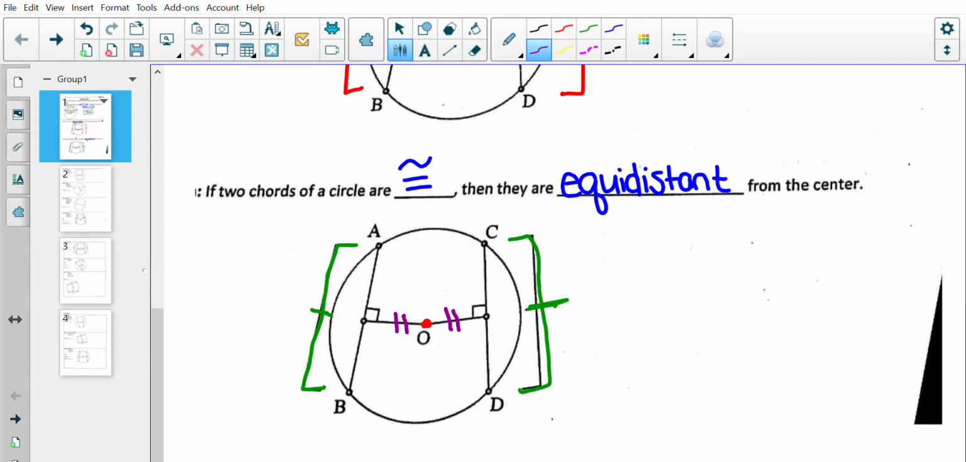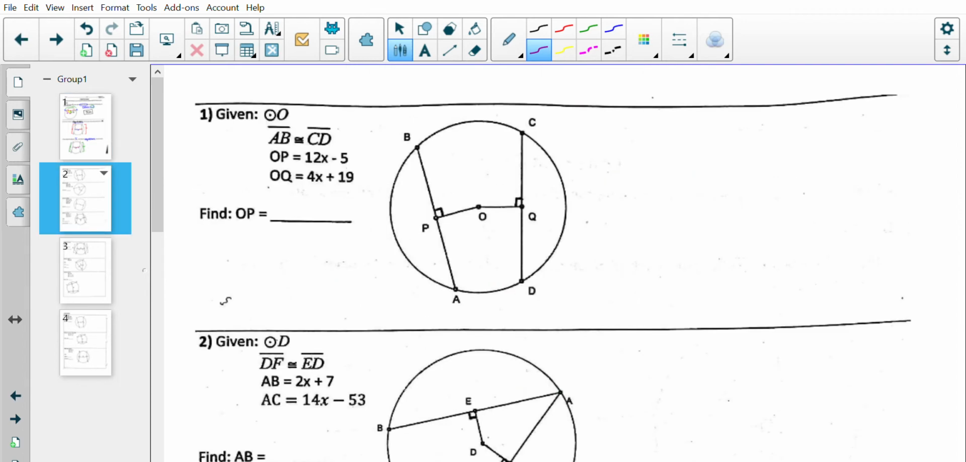Let's do some problems. So here we have given circle O, so we know the center of our circle is O. Now we're being told that segment AB, which is a chord, is congruent to segment CD, which is also a chord. Now if the chords are congruent, I guess I drew that chord a little short. There we go. So the two chords are congruent. Now we know if the chords are congruent, aren't the perpendiculars also congruent?